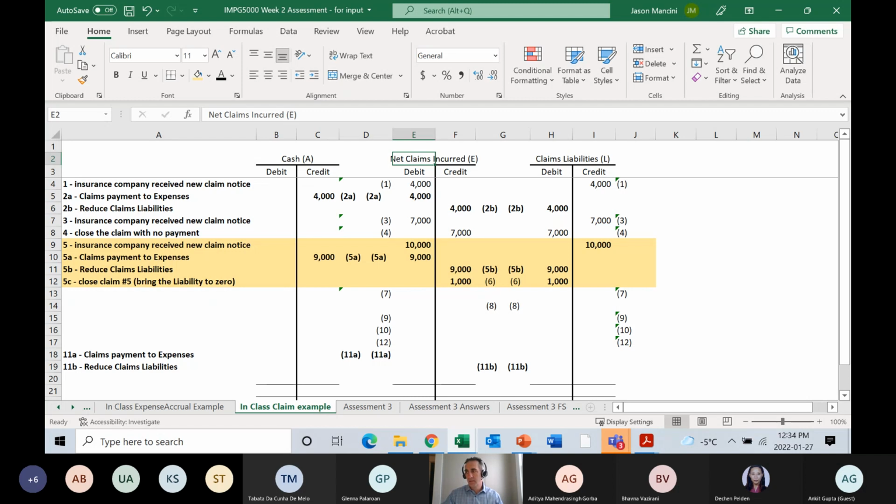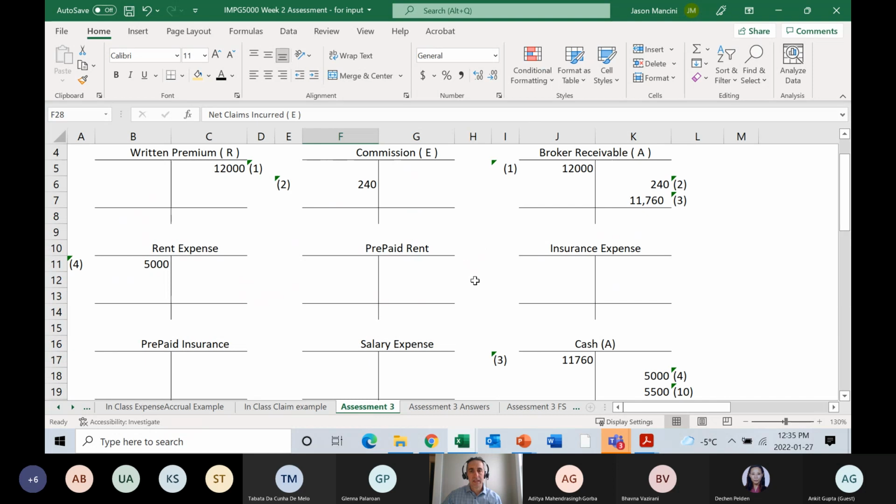Yeah, so Glenna, that's a good example. In these claim ones, there's always balance sheet and income statement, but not in all of the transactions, right? Because we did one, like this cat item number three here, where we increased cash asset and we decreased the broker receivable asset. Okay, so in this case, it was between two asset accounts. All right, so that's possible.